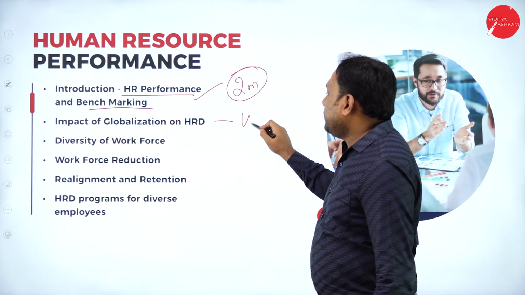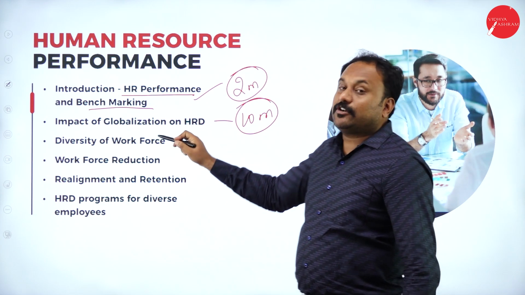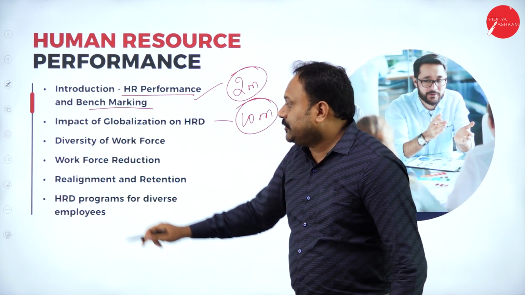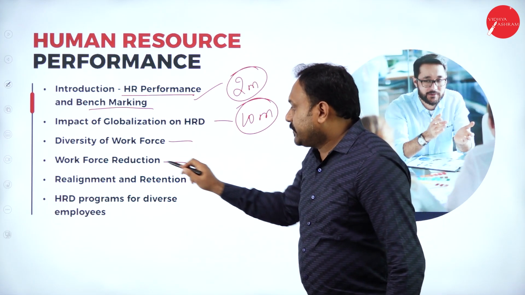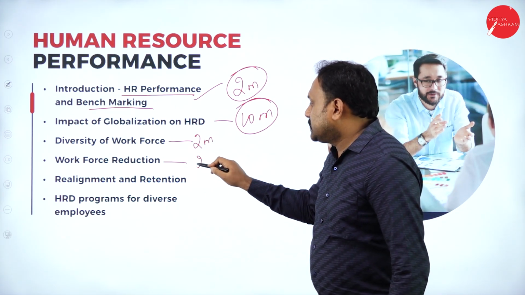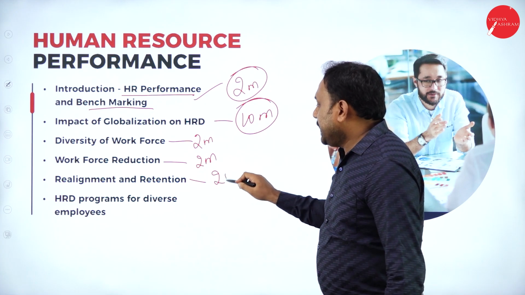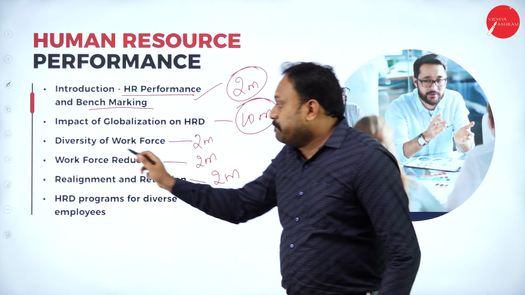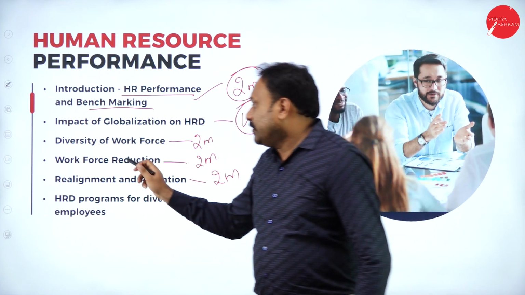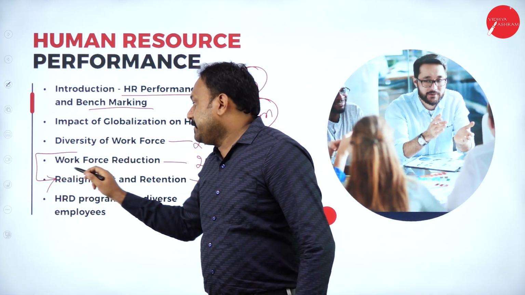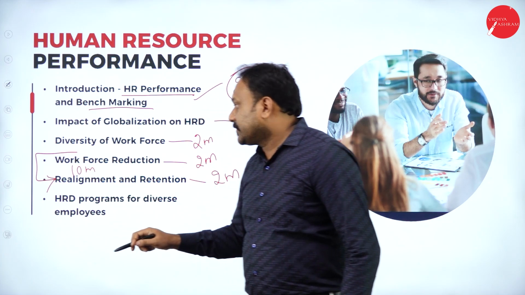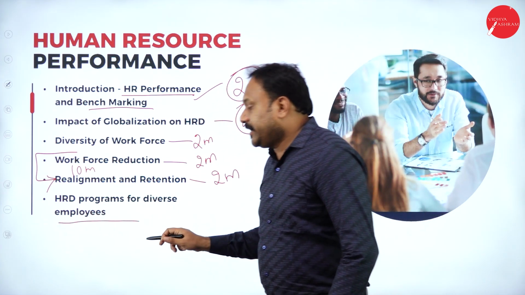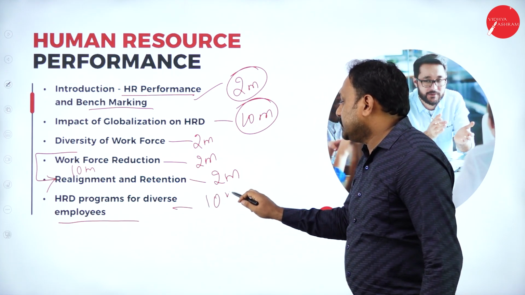Next, this is a 10 marks question, that is impact of globalization on HRD. Next, diversity of workforce reduction, you will get a 2 marks question. Here, realignment and retention is a 2 marks question. Now, combined, if they ask you workforce reduction with realignment, that is a 10 marks question. So that is how you are supposed to know. Next, HRD program for diverse employees is a 10 marks question.